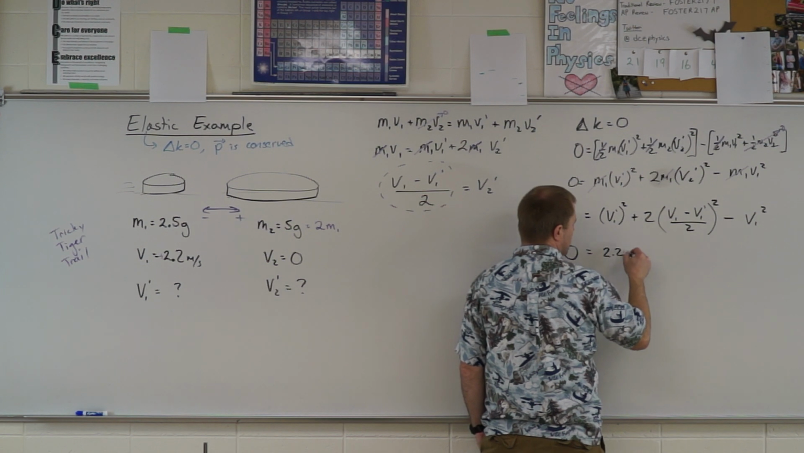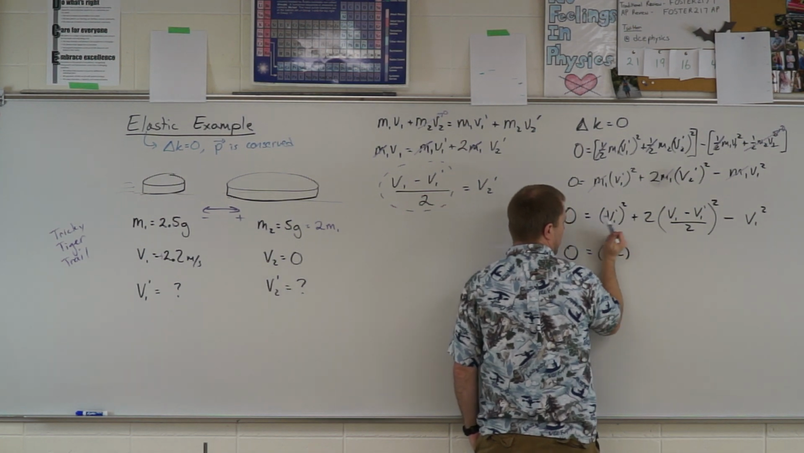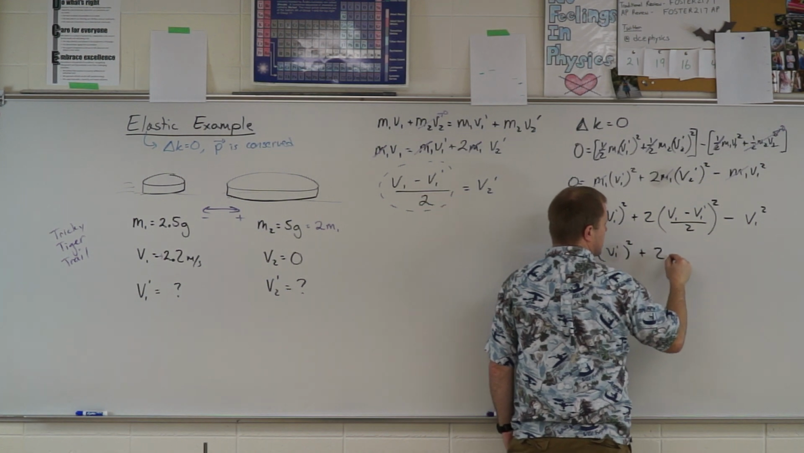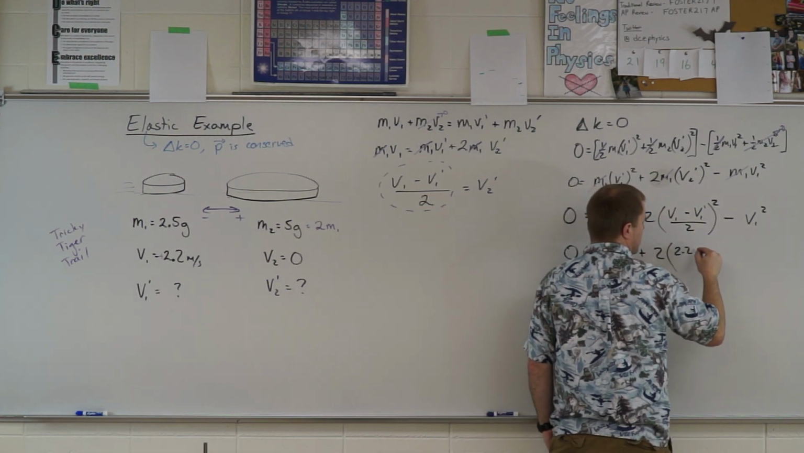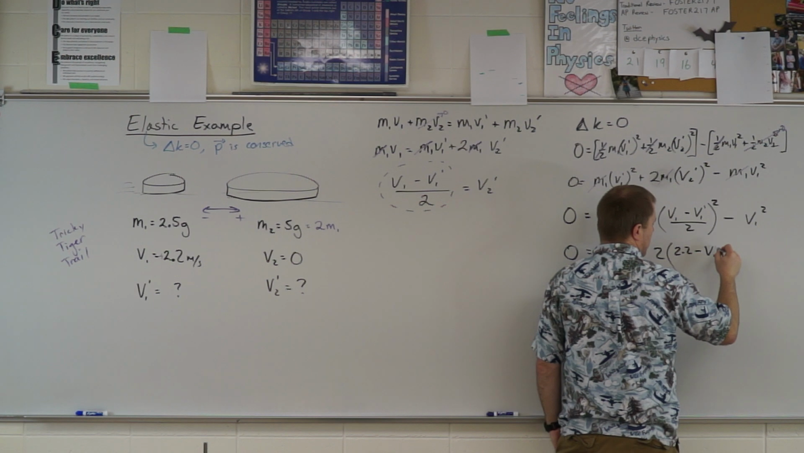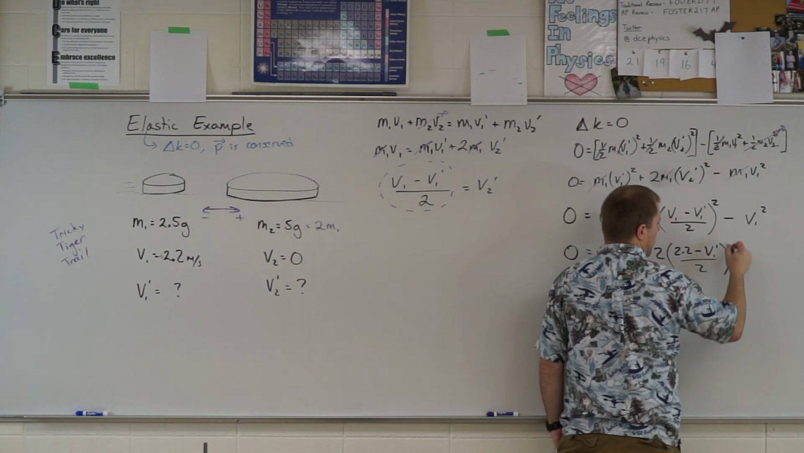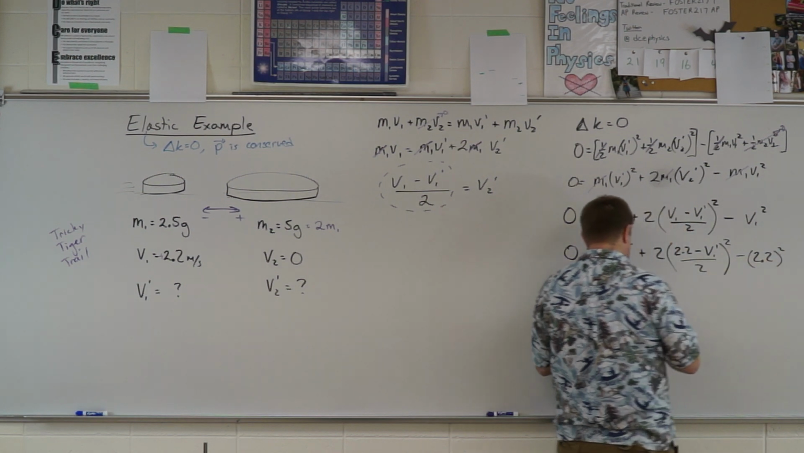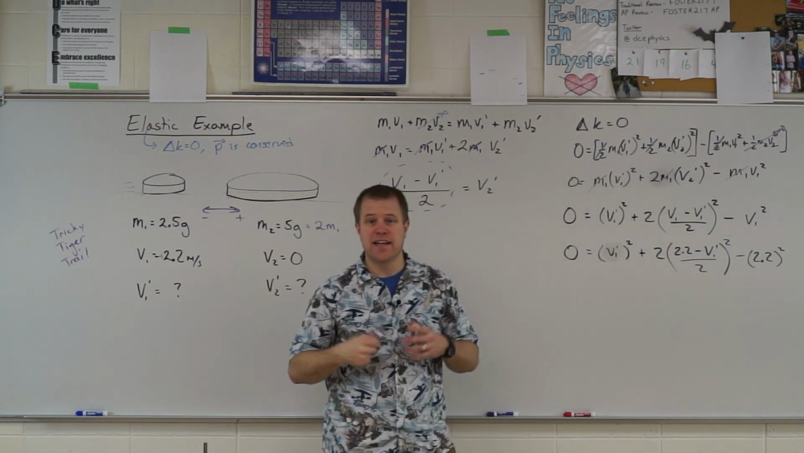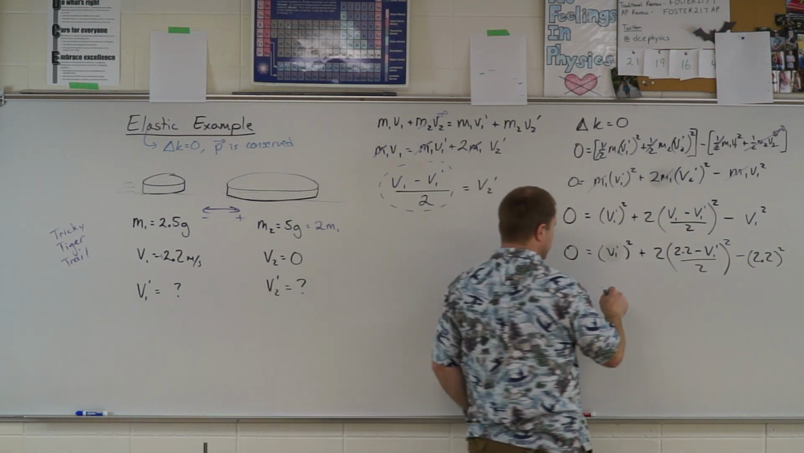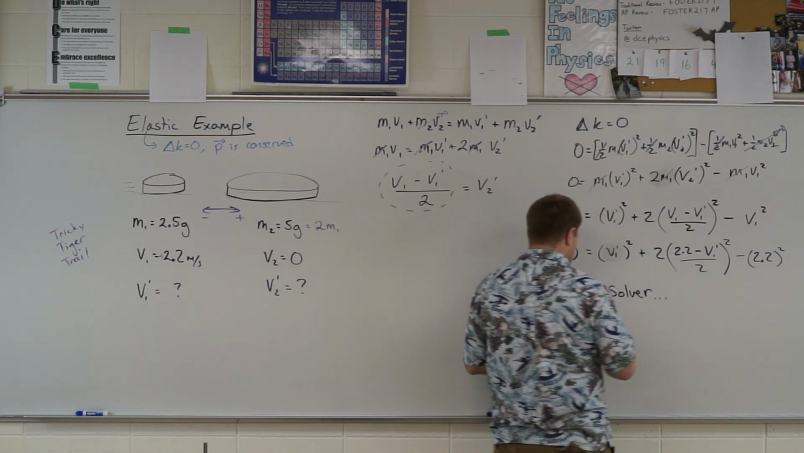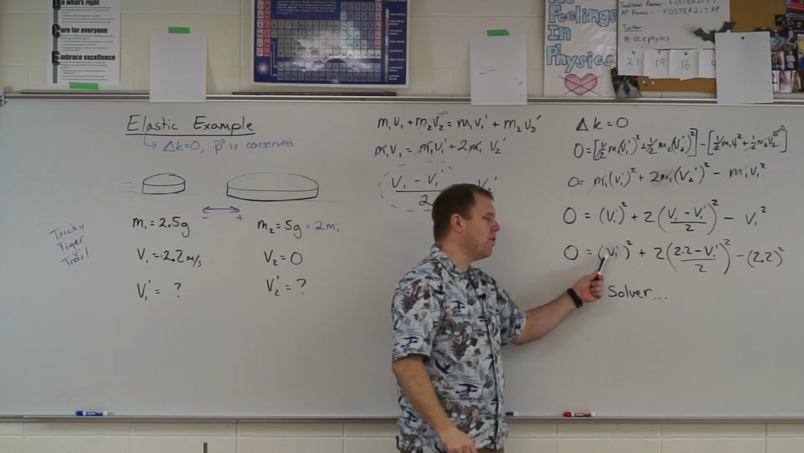So I have 2.2 squared. Oops, I'm sorry, that's my unknown one. v1 prime squared plus 2 times 2.2 minus v1 prime all divided by 2, quantity squared minus 2.2 squared. So I'm going to go ahead and type this into Solver. And when I type this into Solver, it's going to tell me what v1 prime is.